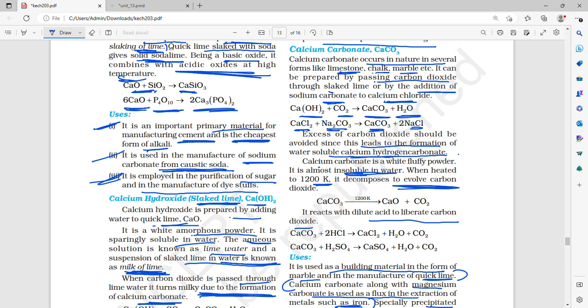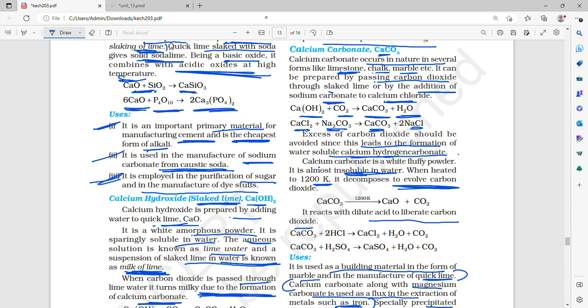Calcium carbonate occurs in nature in several forms such as limestone, chalk, marble, etc. It can be prepared by passing carbon dioxide through slaked lime, that is calcium hydroxide, or by the addition of sodium carbonate, anhydrous sodium carbonate Na2CO3, to calcium chloride CaCl2.